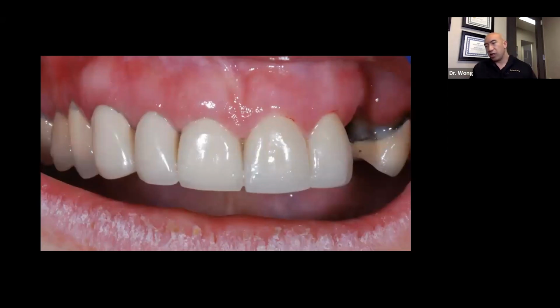What if we're not so gentle with our extractions? What if we accidentally take a canine out and the labial plate comes out with it? Do we know what to do in that situation? Do you just leave the labial plate out? Do you put it back in?